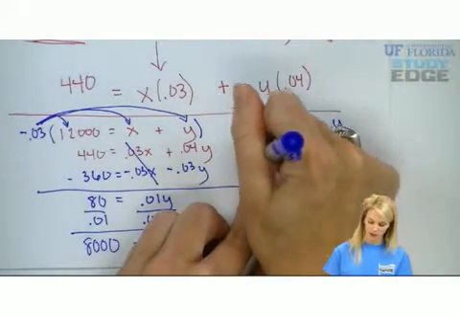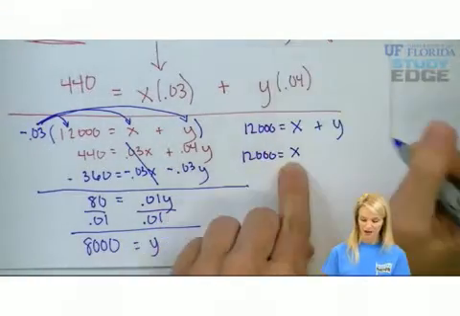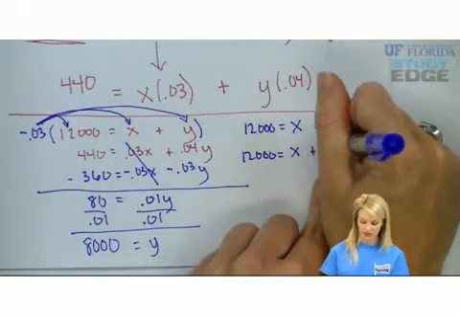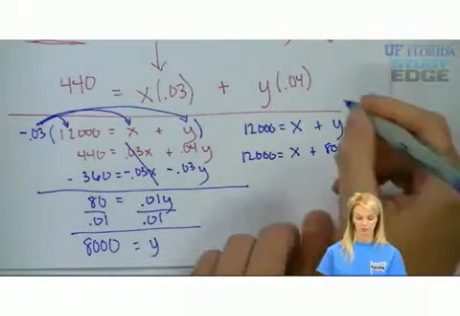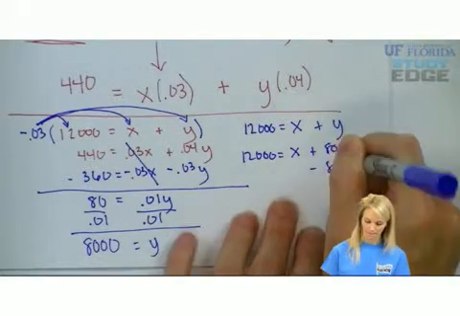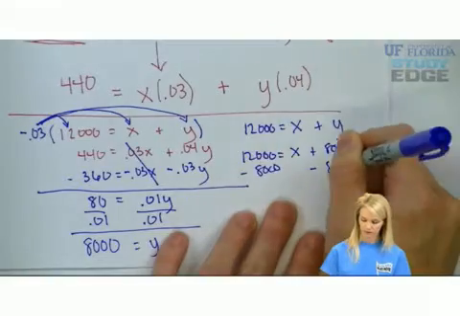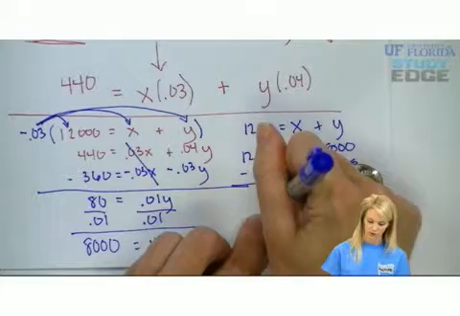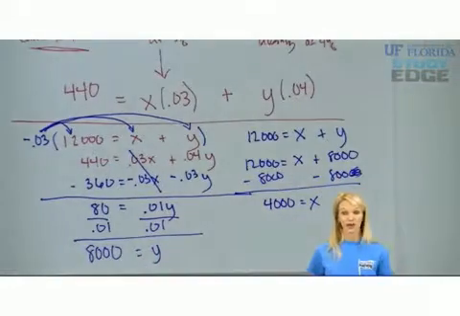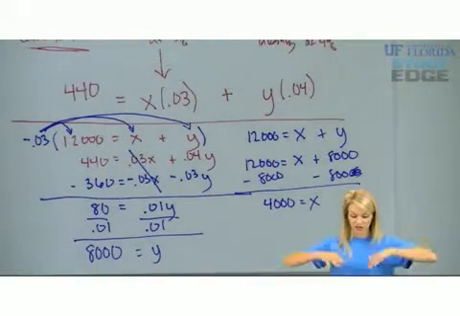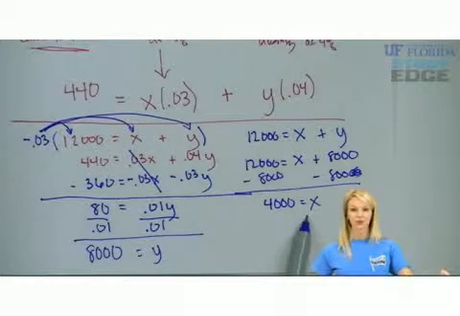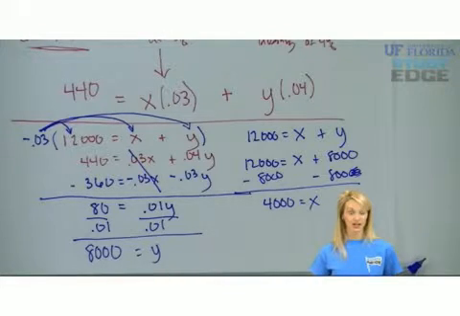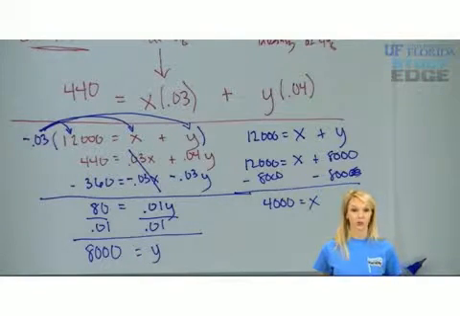Well, let's solve for it. $12,000 is the amount that she invests at 3%, plus the amount that she invests at 4%, which we know is $8,000. So just subtract $8,000. 12,000 minus 8,000 gives us $4,000. So what Katie is doing is she's taking her $12,000 and she's saying, all right, I'm going to put $4,000 in at 3%, I'm going to put $8,000 at 4%. When she does that, she earns $440 worth of interest.